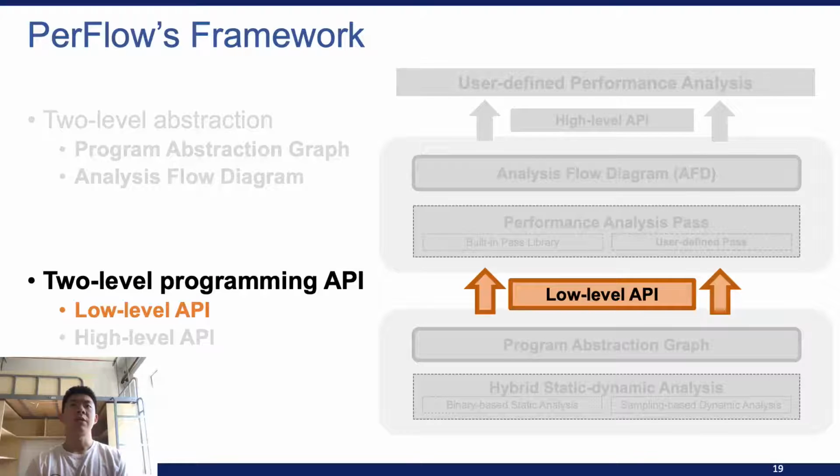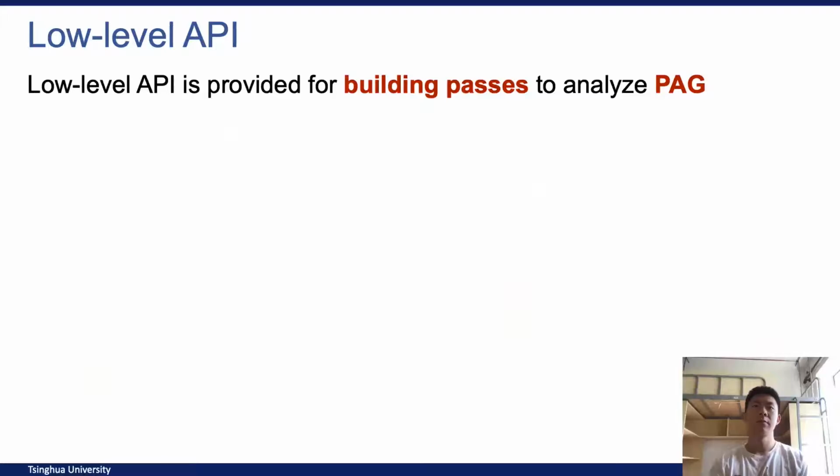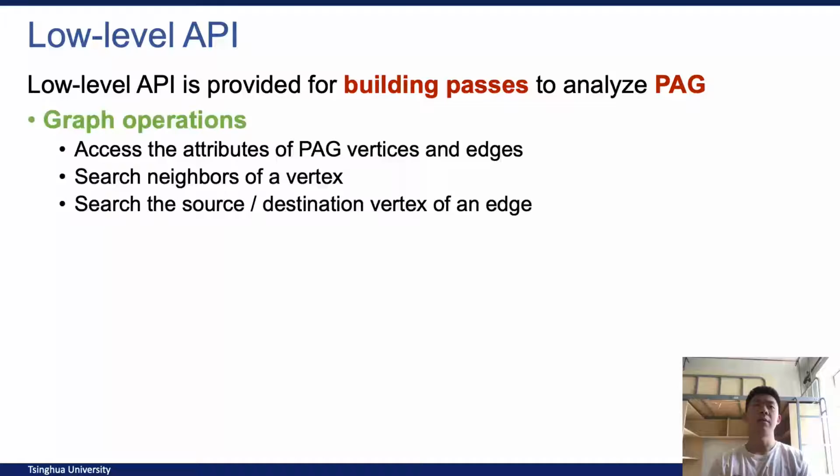Then we introduce the low-level API. Low-level API is designed for building passes to analyze PAG. The performance behavior is represented as a graph. Thus, graph-related operations can be used to access and analyze performance behavior. There are three kinds of low-level API.